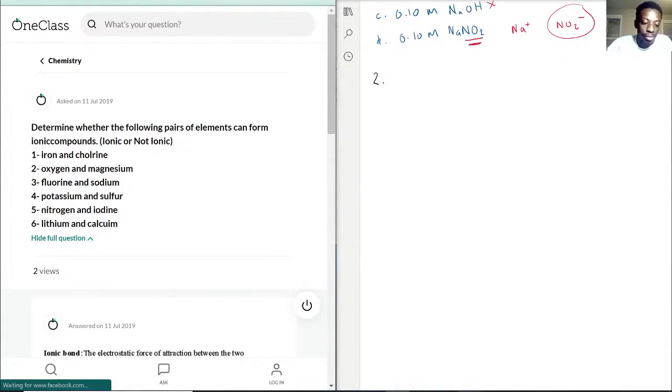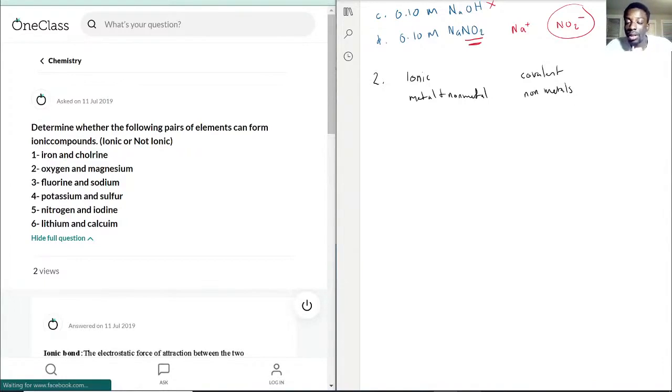So, ionic or non-ionic. Now, the base for ionic, we may have covered this already, but just remember, ionic is a metal and non-metal, typically. And covalent, well, non-ionic, are typically two non-metals. Now, that's usually what we go with, right?